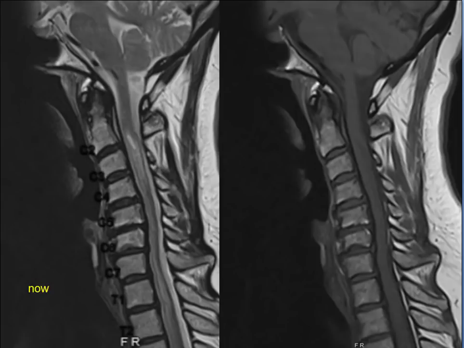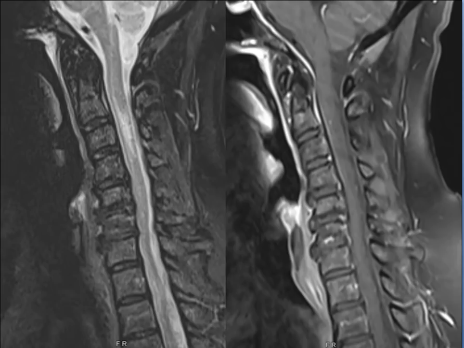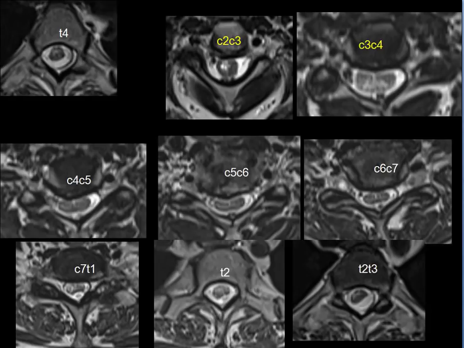And you can't see, but there's something posterior to the cord now. You can see it on that view on the sagittal cut. And here are all the axial cuts. If you start at C2, C3 and go down, the last one's T4. But just to do things quick, you can see there's spinal cord signal change in the center part of the cord. This patient also has a stenotic spinal canal.